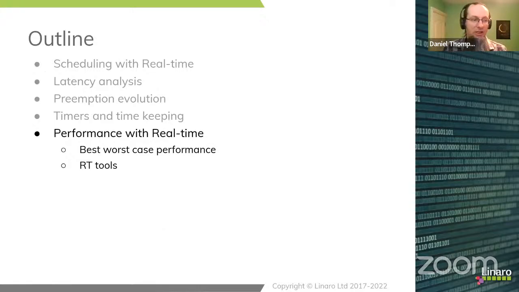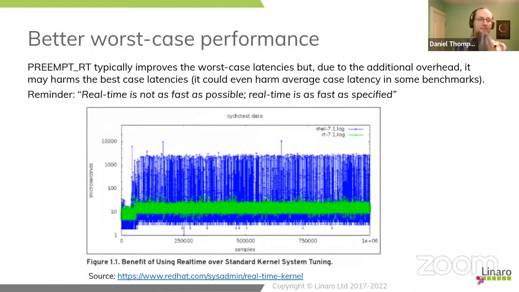Okay, so the final thing we're going to look at is a couple of tools and techniques and a pretty graph. The very purpose of Preempt RT is not to make anything faster. We say this over and over, and everybody involved in real time says this all the time because it gets misinterpreted. It's not to make things as fast as possible, it's to make it as fast as specified. And so we've got a graph.